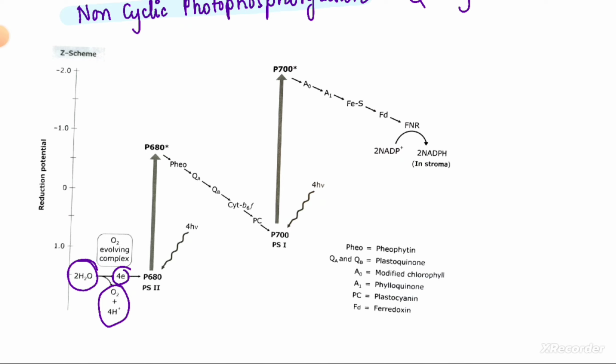So from this, we move on further. The electrons are already now with the PS2 system, and when this PS2 system absorbs the red light, approximately 680 nanometer, that's how it gets the name P680. The system gets excited, and the excited P680 system passes the electrons to pheophytin.